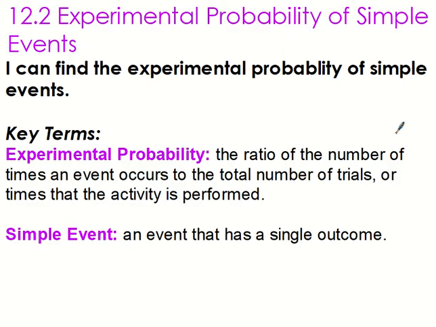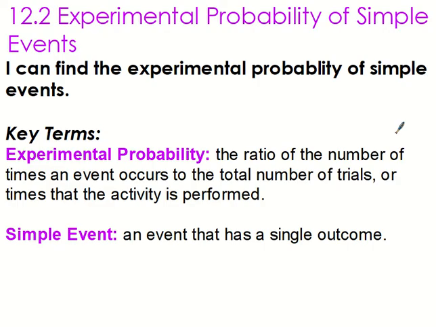It's like if I flipped a coin 50 times, that's my total number of trials, and I got tails 32 times. So my experimental probability would be 32 out of 50. A simple event is an event that only has one single outcome. So like flipping a coin, I can only get tails or heads. Only one thing can happen.